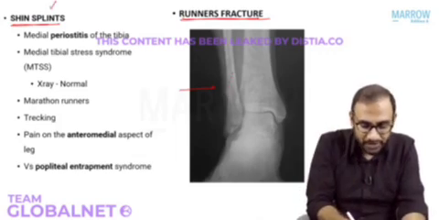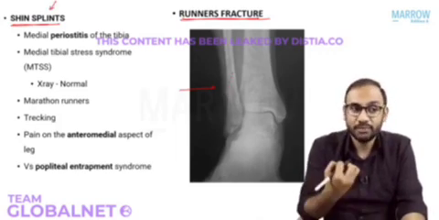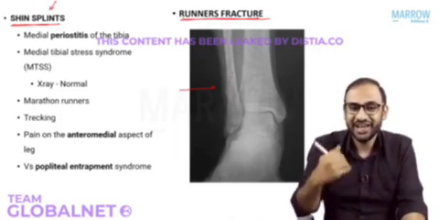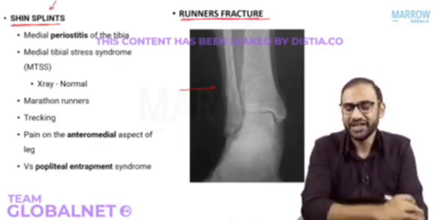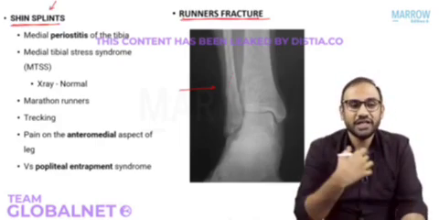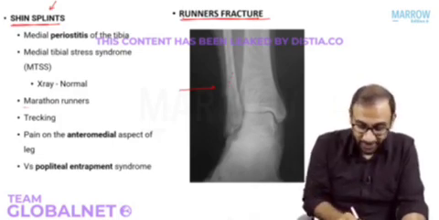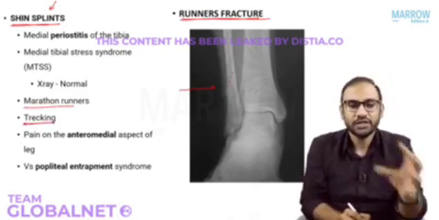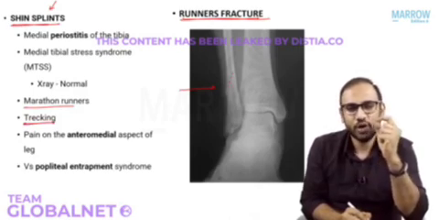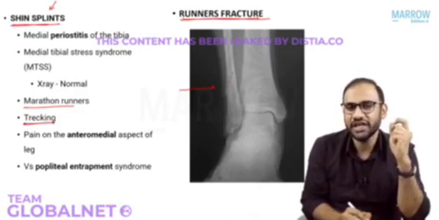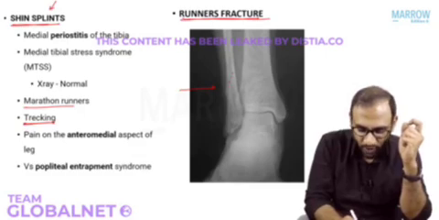Now what are shin splints? Shin splints are pain in the shin. What is the shin? Anteromedial aspect of your leg. Okay, the hard part of your leg. That is known as shin. See, in people who are marathon runners or trekkers, what happens? The constant contracture of the muscle causes periostitis or insertional tendinitis. Mostly periostitis.